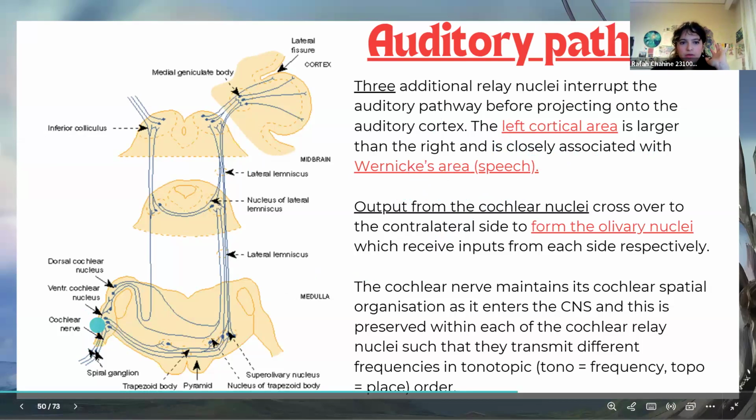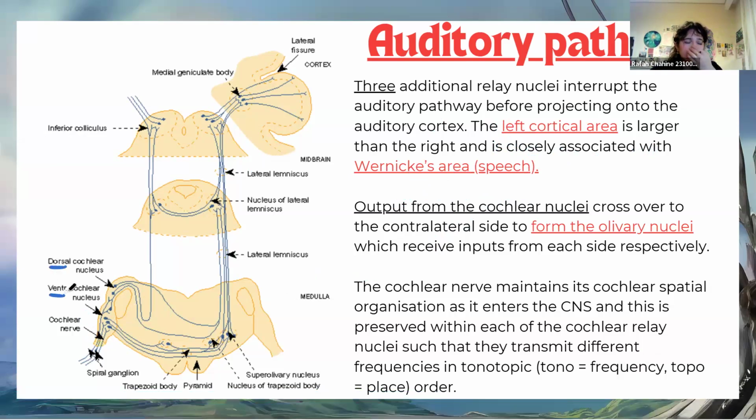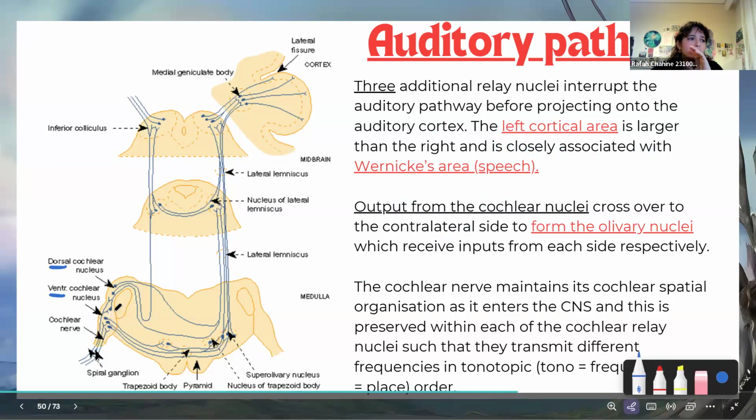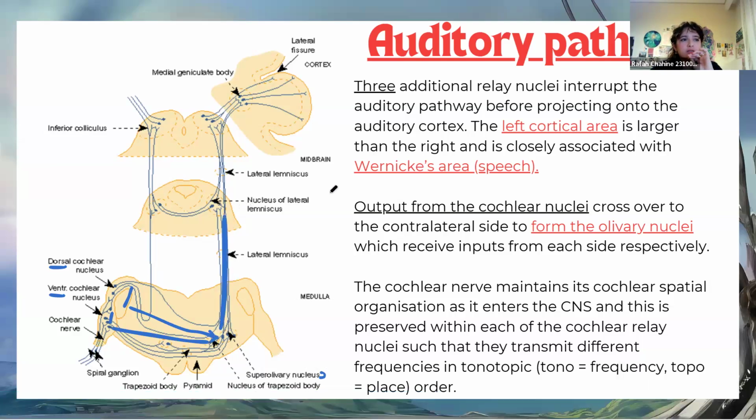Now let's understand the pathway. Let me pull up with my pen. Fine. We have the cochlear nerve. Firstly, we have dorsal and ventral cochlear nuclei, okay? Obviously, signals from the cochlear nerve will go to the ventral and the dorsal cochlear nuclei. After that, they're going to cross contralaterally, okay, to the superior olivary nucleus, okay? From the superior olivary nucleus, they're going to go up through the lateral lemniscus to the nucleus of the lateral lemniscus. That is our third and final relay nuclei, okay?